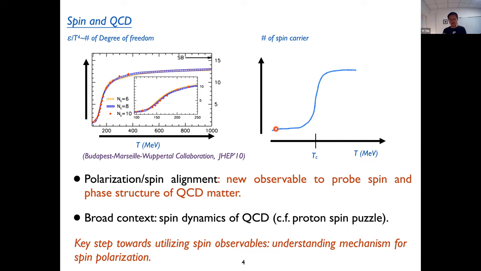So this is a sketch demonstrating such dramatic changes. In short, the polarization and spin alignment measurements, as I just showed you, can serve as new probes to study the spin and the phase structure of the pre-QCD matter. Another thing I want to mention is that the proton spin puzzle tells us that the interaction of the spin degrees of freedom in QCD is highly non-trivial. Our hope is that by studying spin observables in QCD matter, we may offer information complementary to the study of hadron structure in understanding the spin dynamics of QCD.